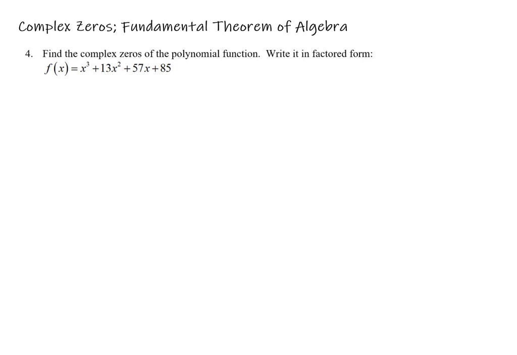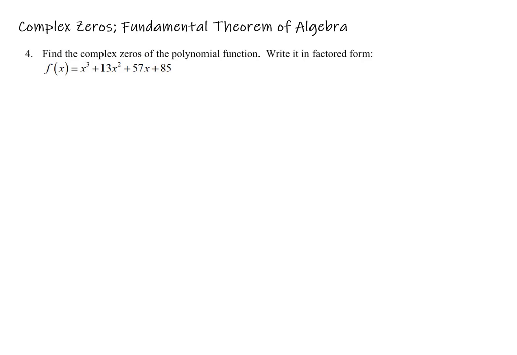Question 4 asks us to find the complex zeros of the polynomial function, and then they want us to write the polynomial in factored form. Looking at this polynomial, it is a 3rd degree polynomial, so that should clue us in that we should have at least one real zero. That is a theorem of this section, but let's think about why that's true. Why does it have to have at least one real zero?